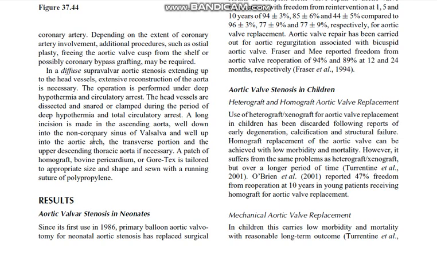A long incision is made in the ascending aorta, well down into the non-coronary sinus of Valsalva and well up into the aortic arch, the transverse portion, and the upper descending thoracic aorta if necessary. A patch of homograft, bovine pericardium or Gore-Tex is tailored to appropriate size and shape and sewn with a running suture of polypropylene. Now we will discuss the results.